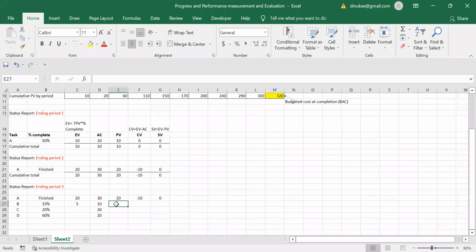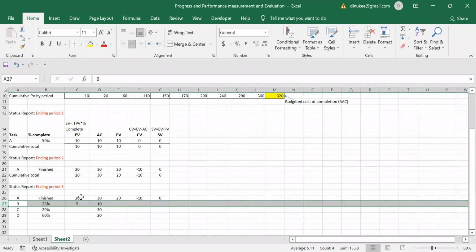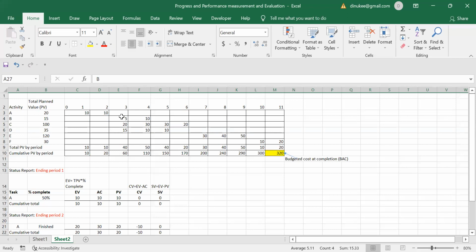Right? So the planned value for the ending period 3 for activity B. For activity B, what is the planned value for the ending period 3? Now as soon as the status report is given and you are asked to find the planned values, definitely look at what the period is. Ending period 3. Ending period 3 means this, right?